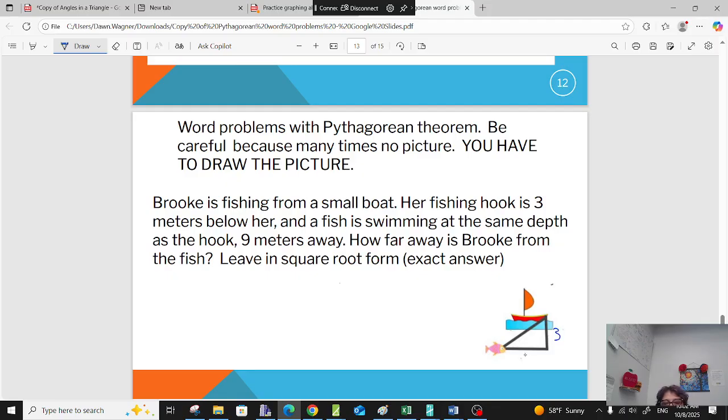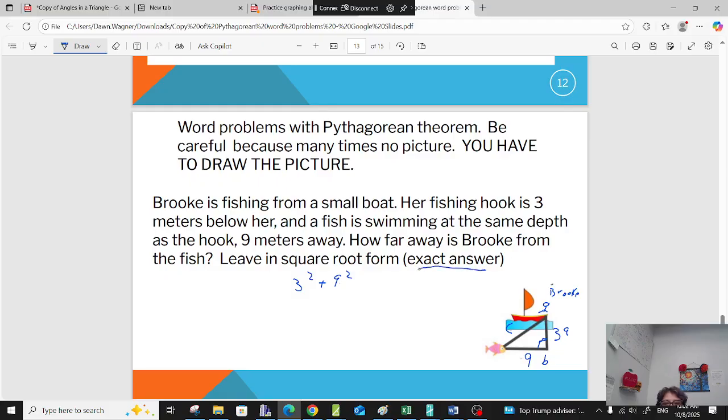This would be 3. This is 9. And then how far away is Brooke? So Brooke is sitting right here. Here I am. Here's Brooke. How far away is she from the fish? So that would be C, right? Because this would be A and B. So it'd be 3 squared plus 9 squared.